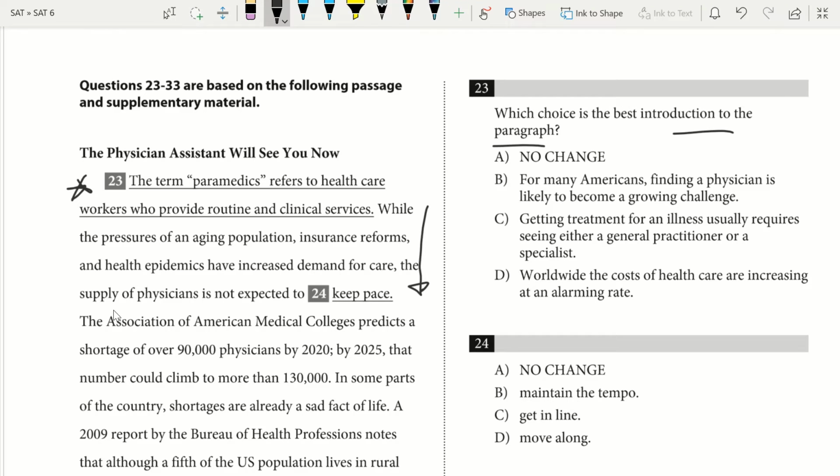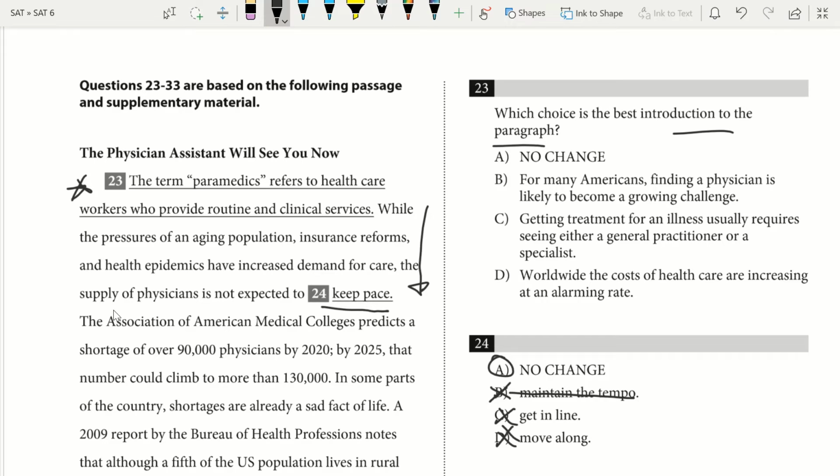While the pressures of an aging population, insurance reforms, and health epidemics have increased demand for care, the supply of physicians is not expected to keep pace. And as I read, I'm going to go ahead and answer that. It is not expected to maintain the tempo. That's not academic, and this is an academic article. So B is out, get in line is also not academic, and move along is also not academic. So I know my answer is A. Keep pace is the most academic of all of those.